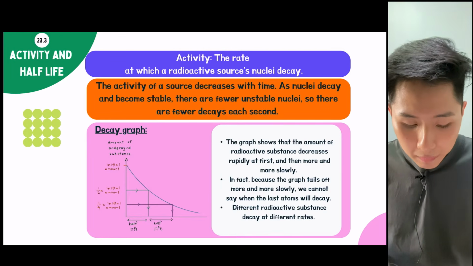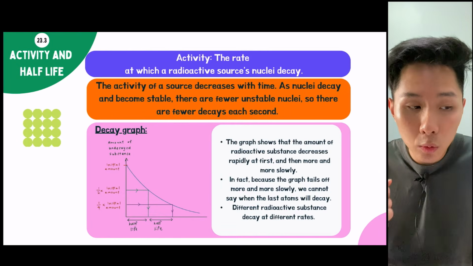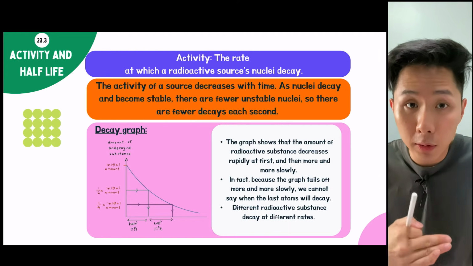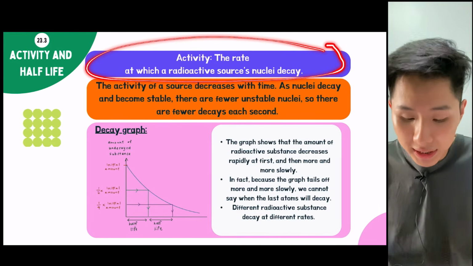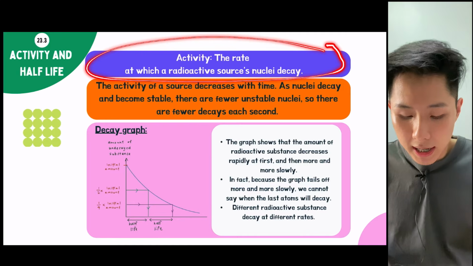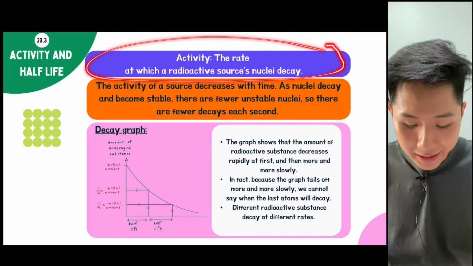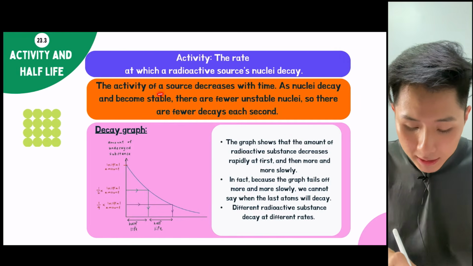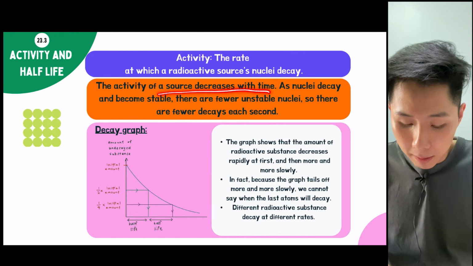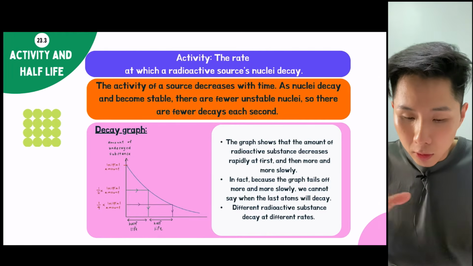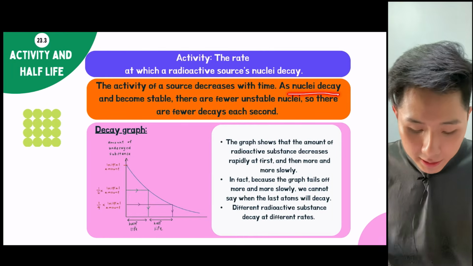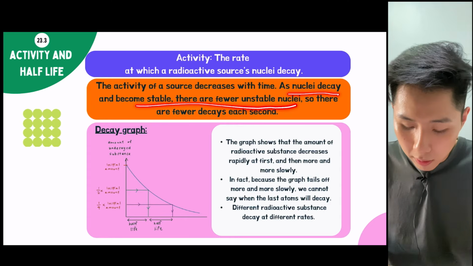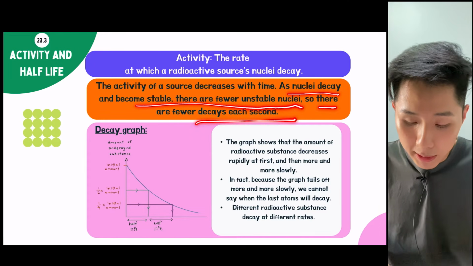Let's look into how we quantify how fast the nucleus will decay. And that's when we have the term called activity, the rate at which a radioactive source's nuclei decay. So the activity of a source decreases with time, meaning as time goes by, it decays slower and slower. As nuclei decay and become stable, there are fewer unstable nuclei, so there are fewer decays per second.